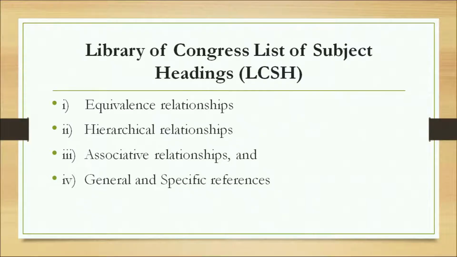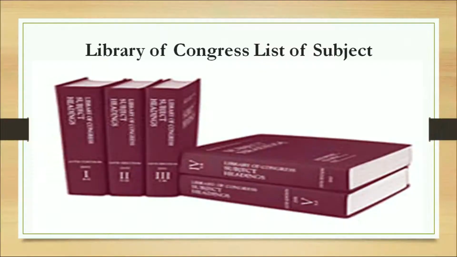Then you may have general and specific references. For example, you may be referring to one word which may be listed over there, say university libraries, then under the heading of university libraries, you may see also research libraries. So, this is what is meant by general and specific references. The screenshot shows the Library of Congress list of subject headings.